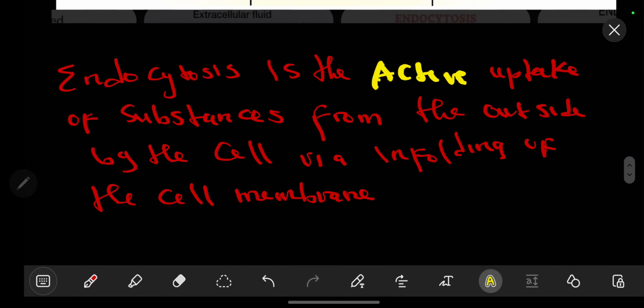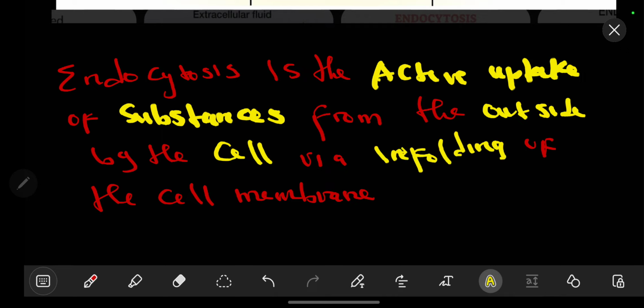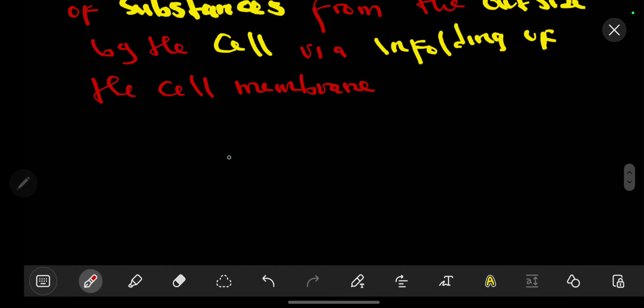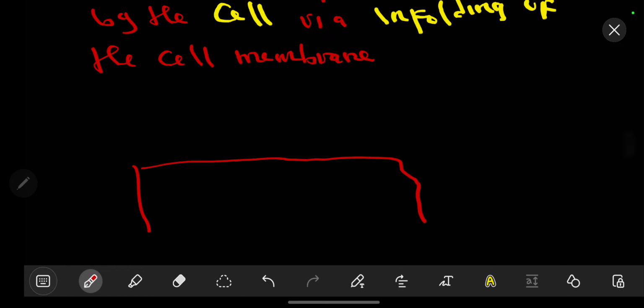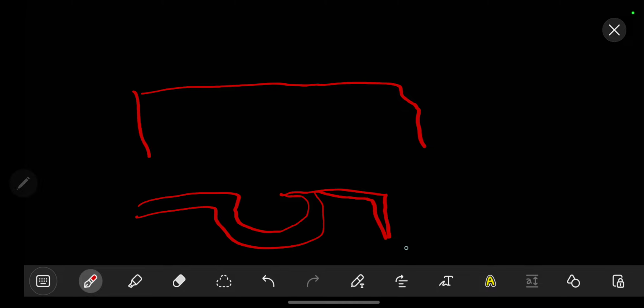So it is the active uptake of substances from the outside by the cell via the infolding of the cell membrane. So the cell membrane will fold inwards. Like for example, it would look like something when something is trying to enter like that. The cell membrane is looking like this, but it will change its shape to look like something like this. So this is the infolding that we are referring to, the infolding of the membrane.